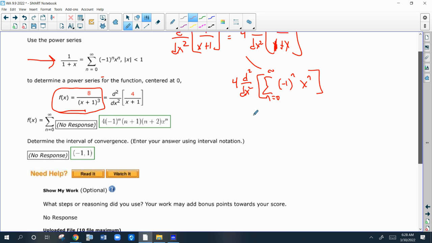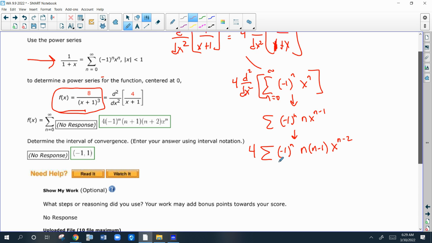So here we go. The first derivative of this would be negative 1 to the n times n times x to the n minus 1. The second derivative would be n times n minus 1 times x to the n minus 2. So we just brought this down again and subtracted 2, and then we have a 4. So we've done it.